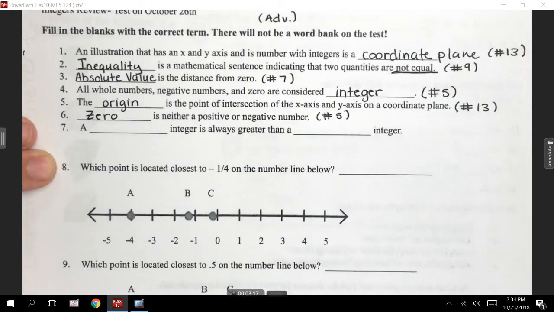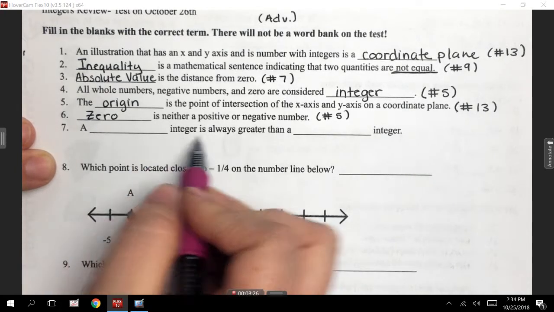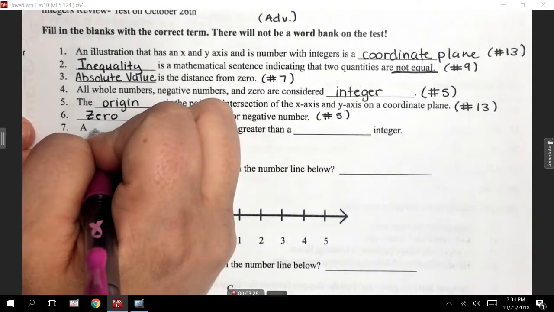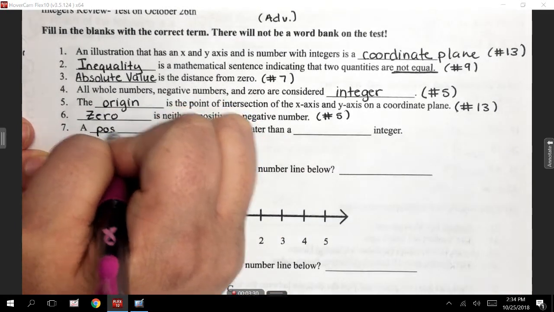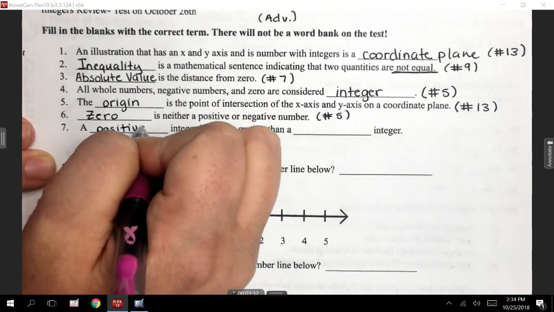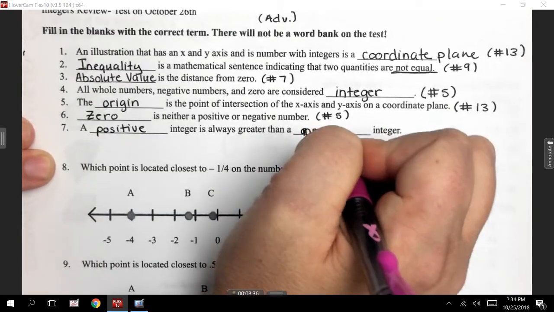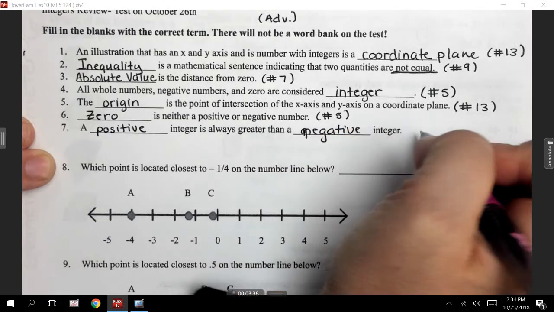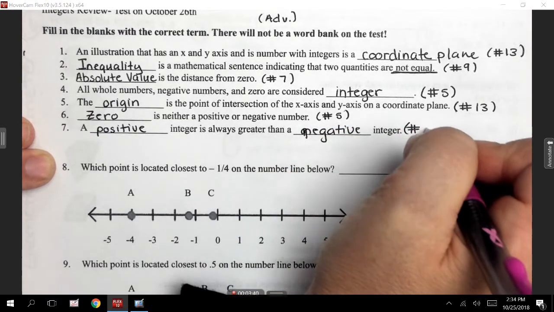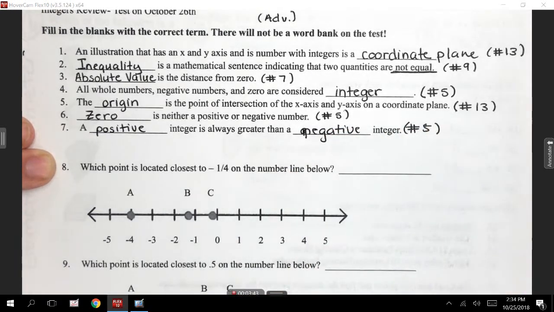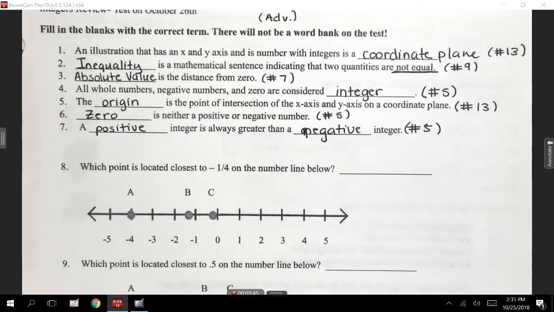A blank integer is always greater than a blank integer. So this is just your two types of numbers. Because remember, an integer is just a number. So a blank number is always greater than a blank number. What we're looking for here is a positive number is always greater than a negative number. All right, and this was also on your notes on number 5. Okay, so that gives you also a reference on where to find those in your notes.